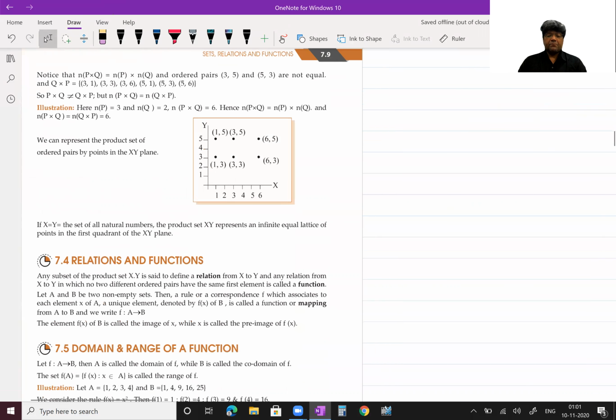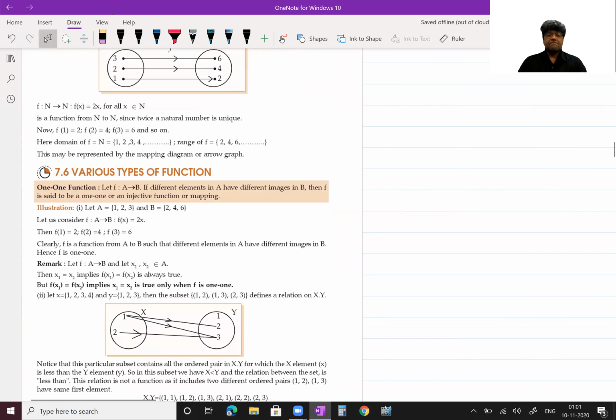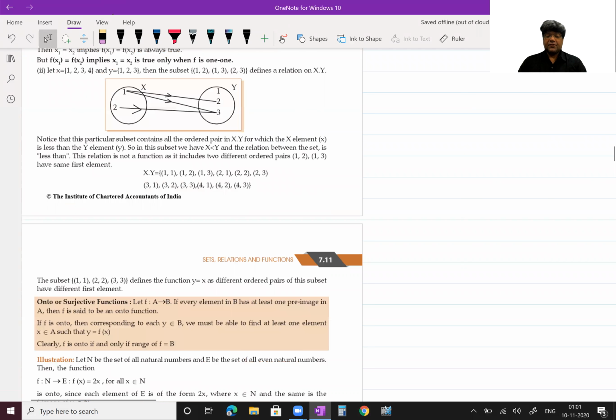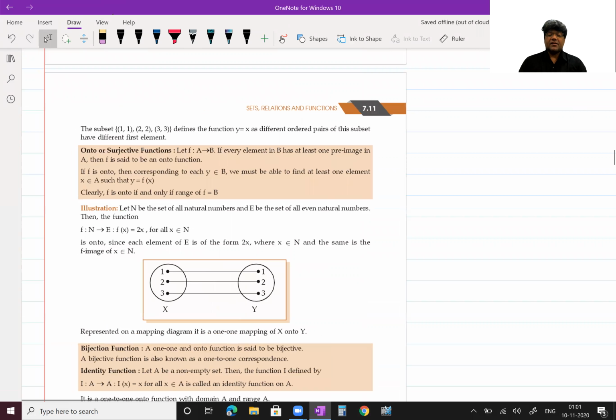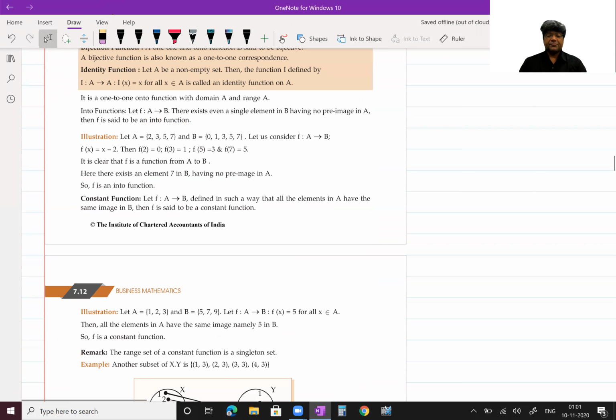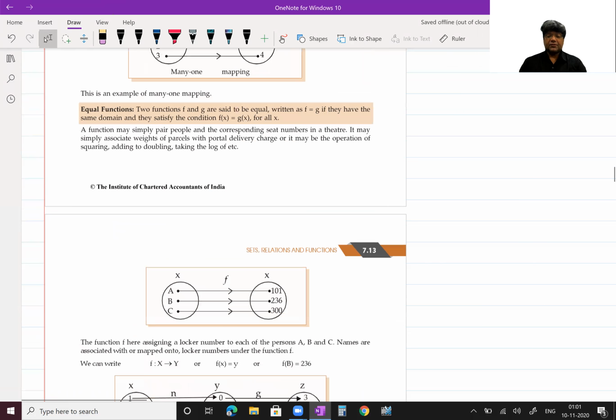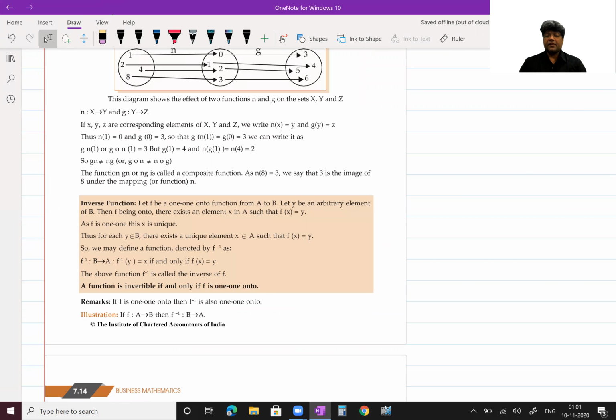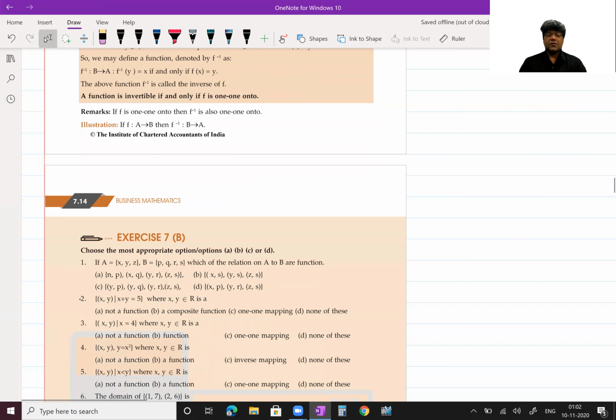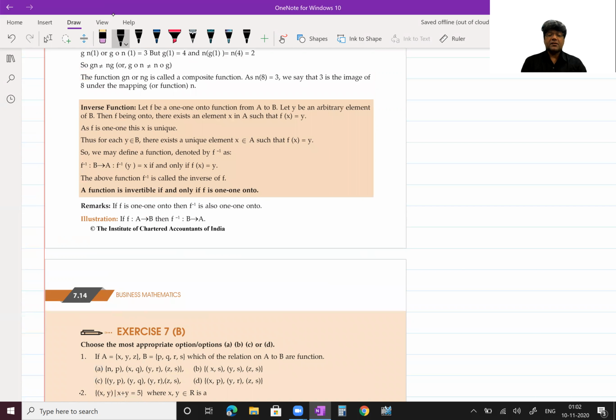Now here, guys, function. In function, these things: one-one function, into function, onto function, many-one, all those mappings I have shown to you. So nothing new here. Just you should go by that, inverse function and inverse. See here, this line is important, guys. A function is invertible if and only if f is one-one and onto. One-one and onto means bijective function.